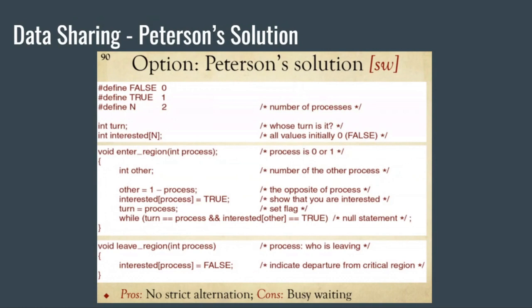Then you still have that while loop that checks if it's the correct turn and if the thread is interested in running. The pro of Peterson's is that there's no strict alternation, because we have that array that shows if the threads are interested in running. But you still have busy waiting here, the same as with strict alternation, where if one thread is not interested, it still has to take its turn before the other thread can do its work.